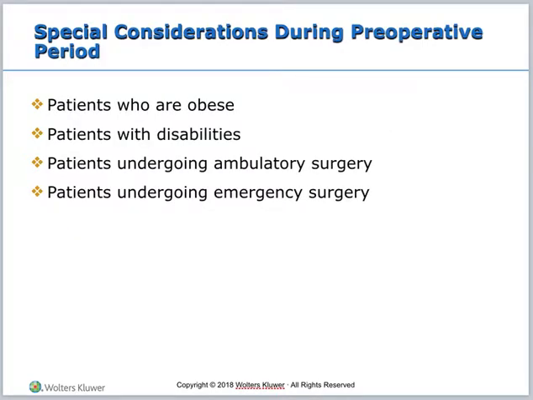There are also special considerations for certain patient populations. Patients who are obese, a lot of times they are hypoventilators just because the adipose in the abdomen takes up more room and then the lungs are not able to expand as fully. Patients with disabilities, patients that are going to be discharged to home right after the PACU and the step-down recovery.